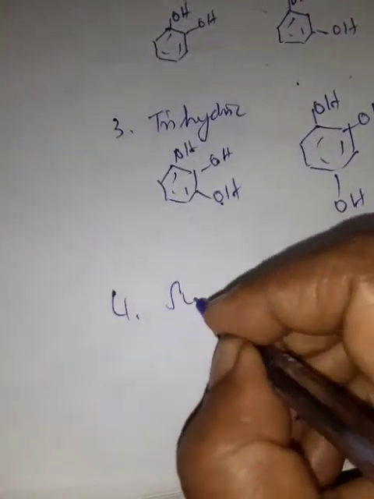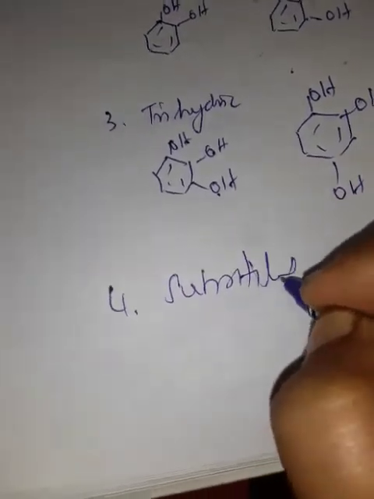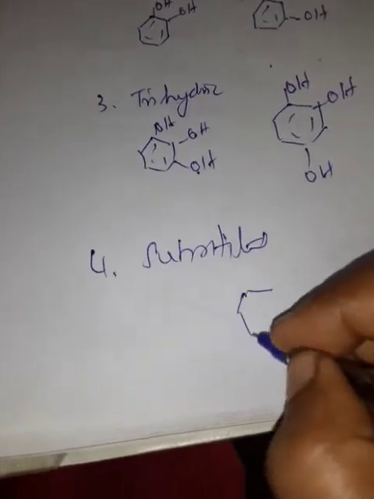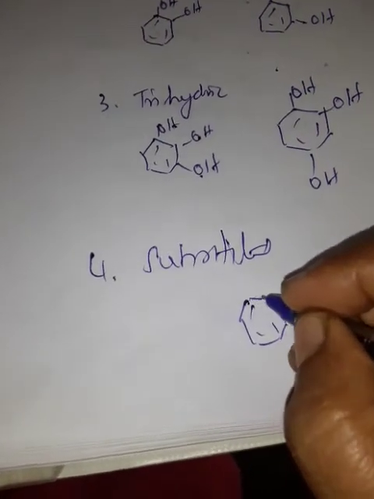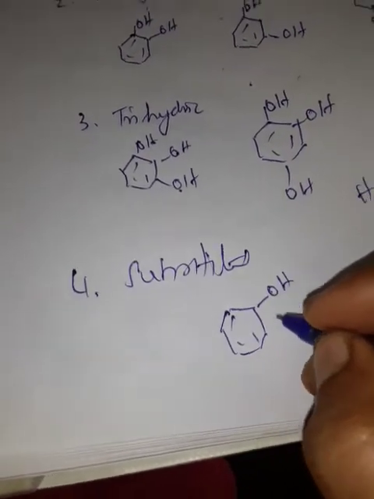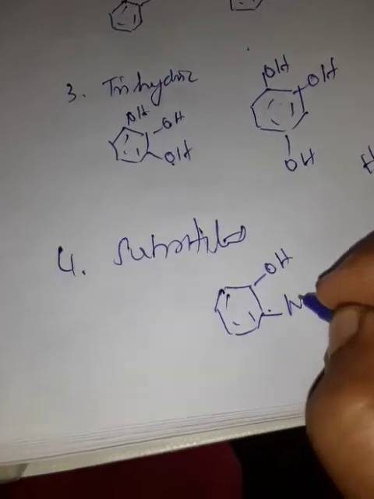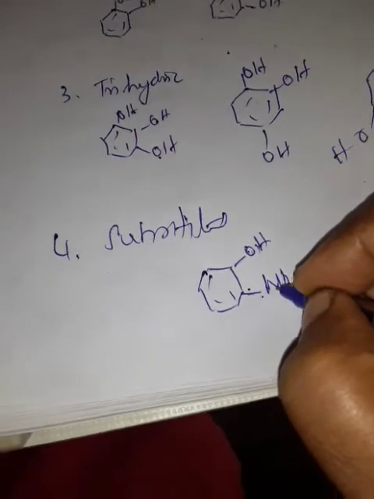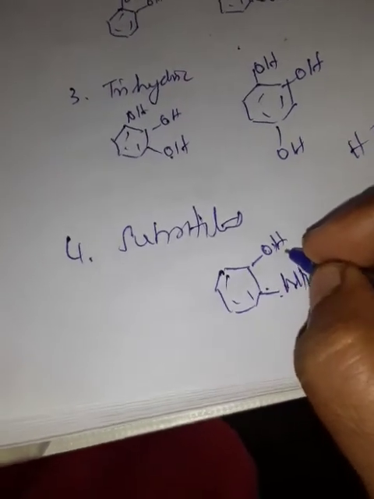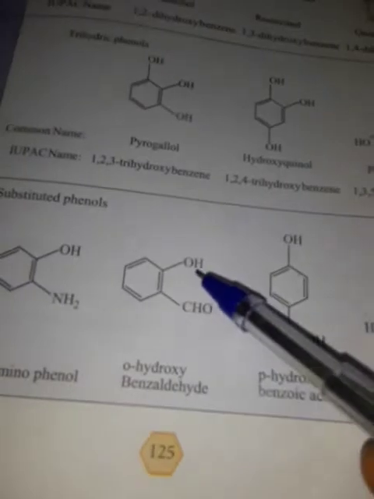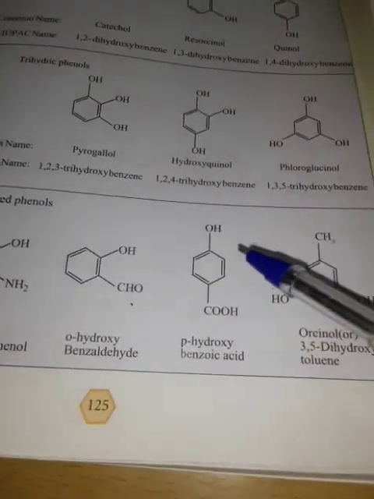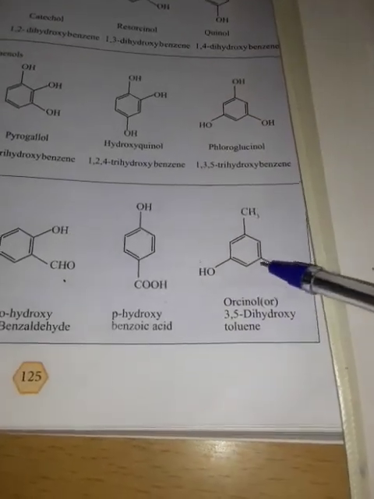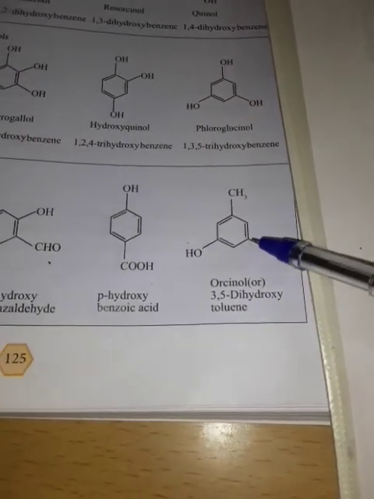The fourth type is substituted phenols. Apart from the OH group, there are some other substituents. For example, an NH2 group near the OH. That is near the OH, called the ortho position, so orthoaminophenol. Or if it is an aldehyde, orthohydroxybenzaldehyde, para-hydroxybenzoic acid, or 3, 5-dihydroxytoluene.